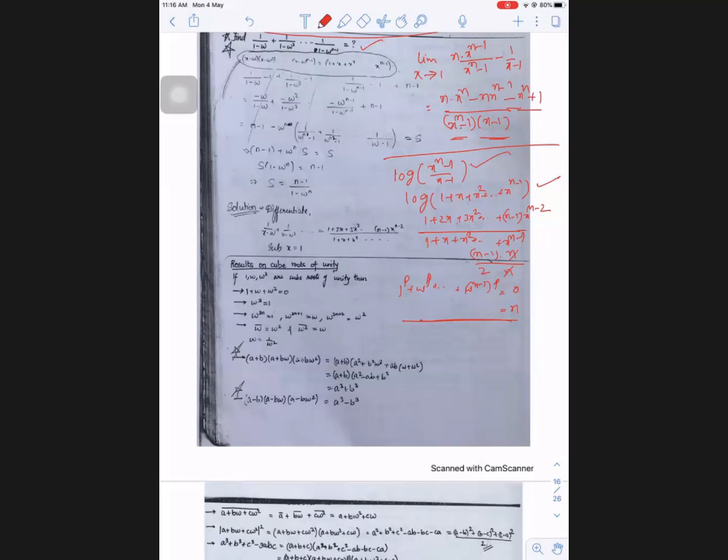If p is a multiple of n, what happens? Then every term is 1, 1, 1, and you will get n. If p is not a multiple of n, our result is (1 − ω^p)^n/(1 − ω), which is equal to (1 − (ω^n)^p)/(1 − ω), which is the same as (1 − 1)/(1 − ω). You get 0. We will apply this method.